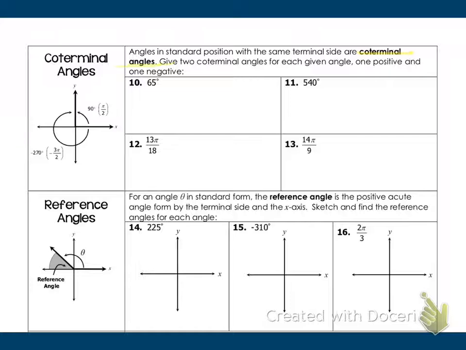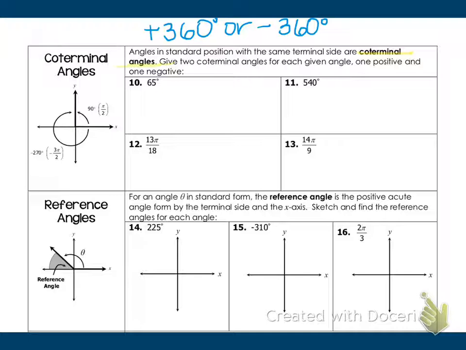And they're asking us in these examples to give 2 coterminal angles for each given angle, one positive and one negative. The easiest way to do that when it's in degrees is simply add or subtract multiples of 360. The reason why that works is because 360 degrees is the whole way around the circle. If you went positive 360 degrees, it would take you in the counterclockwise direction right back to where you started. And if you went negative 360 degrees, it would take you clockwise right back to where you started.